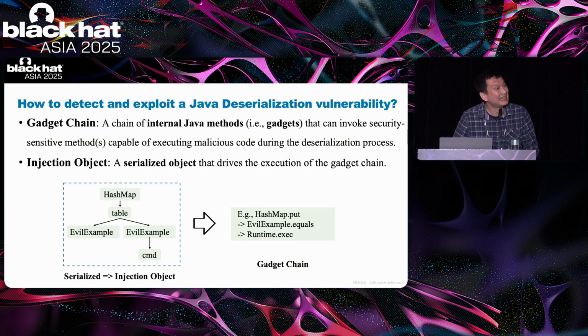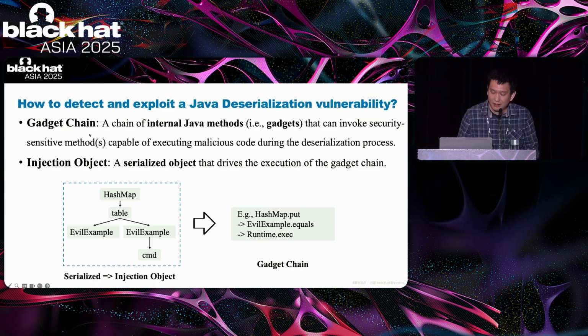So you can see we wanted to show an example of a Java deserialization vulnerability. Then the question is, how are we going to detect and exploit a Java deserialization vulnerability? There are two important concepts in order to exploit one: an injection object and a gadget chain. An injection object is basically a serialized object. We saw it before, between the client and server, we serialize this object, the injection object.